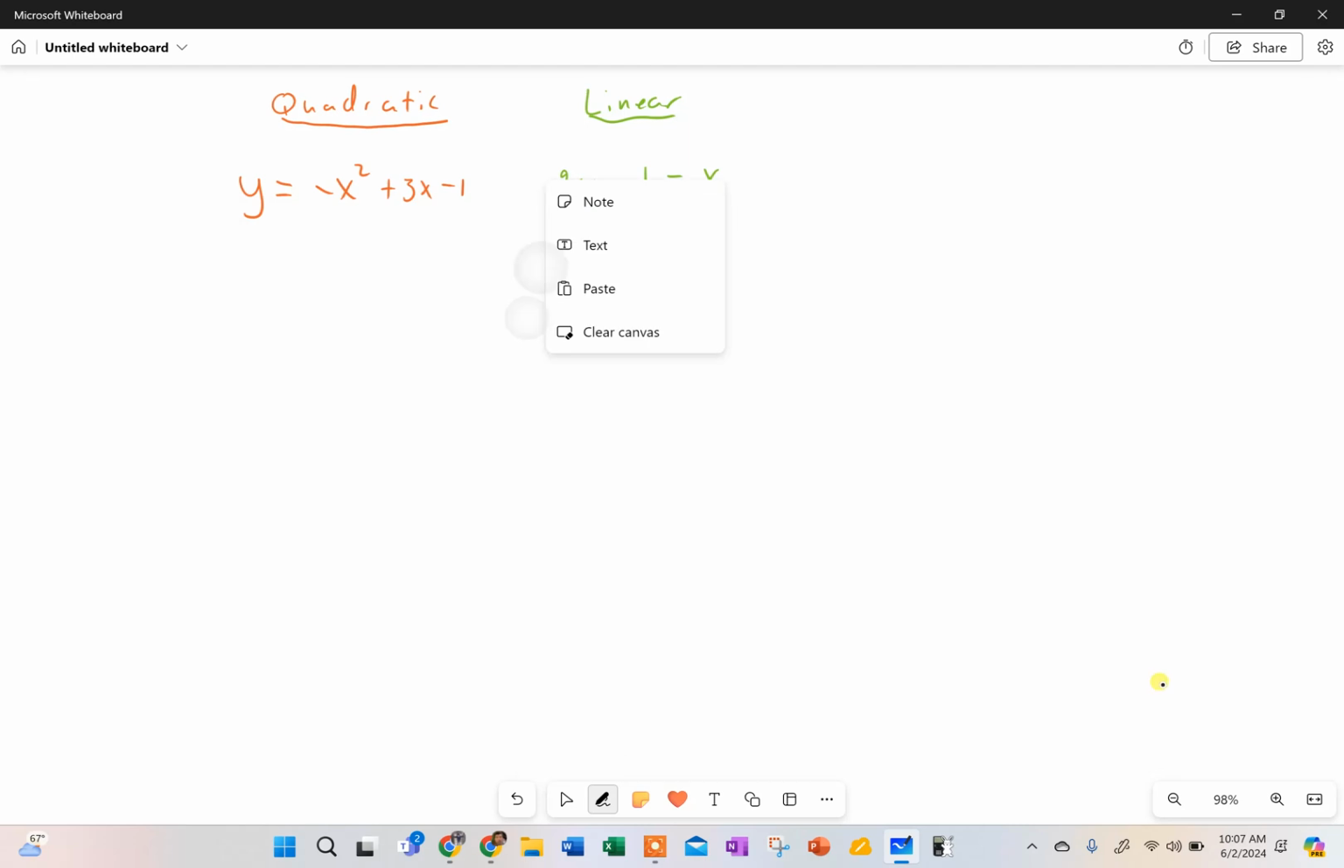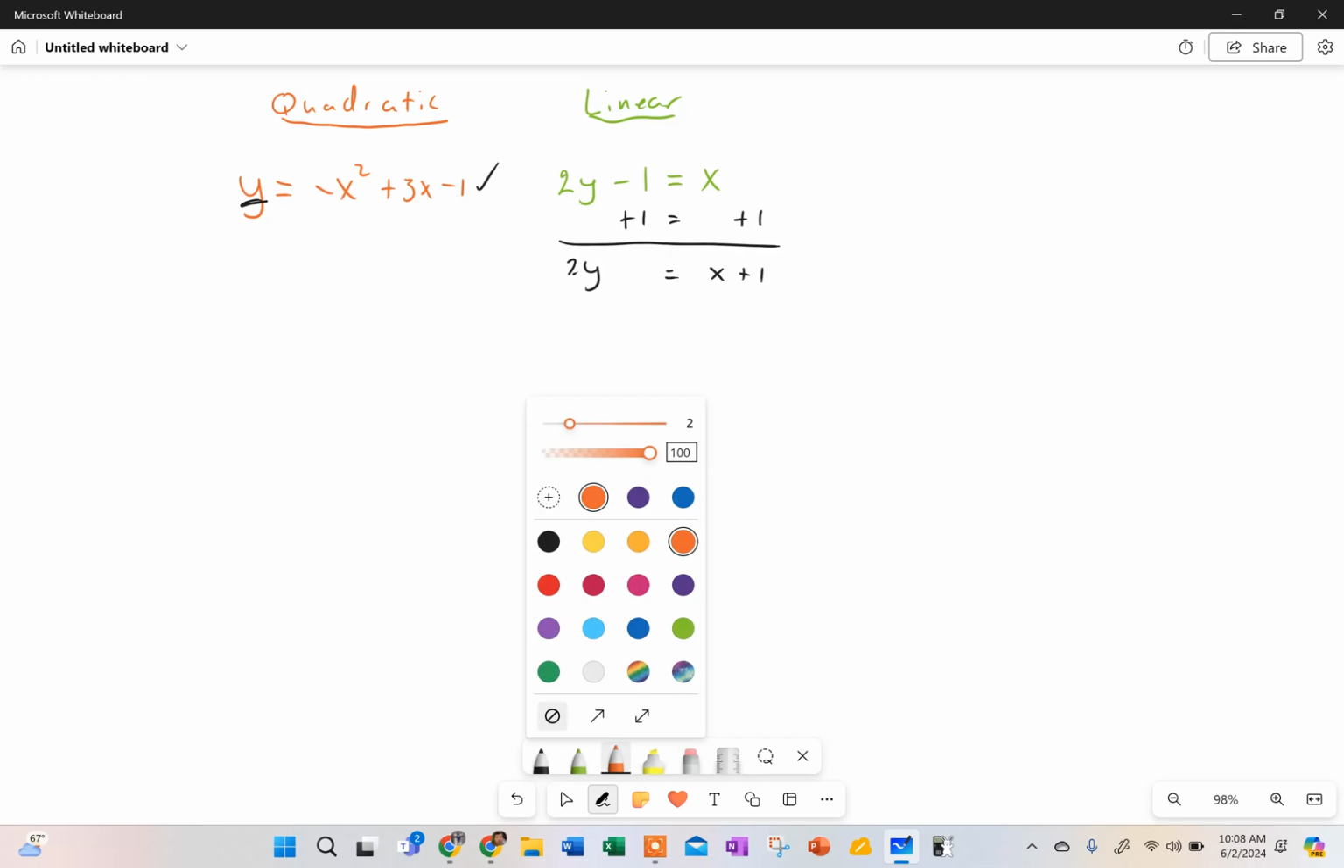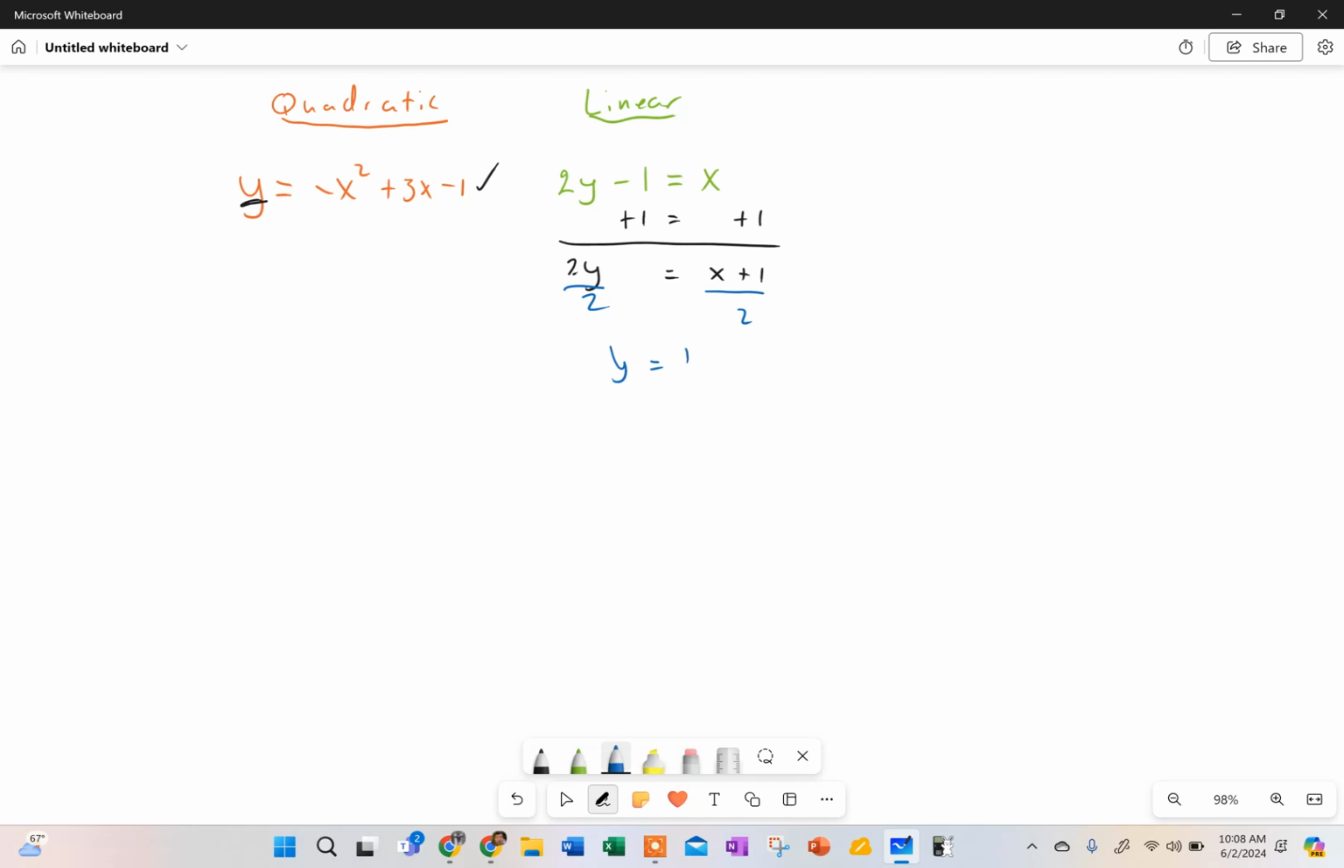So for the quadratic, you can see y is all by itself. It's ready to go. Over on the linear equation, it is not. So I'm going to have to move 1 first, and I get 2y equals x plus 1. And then I'm going to divide by 2, and I get y equals 1/2 x plus 1/2.